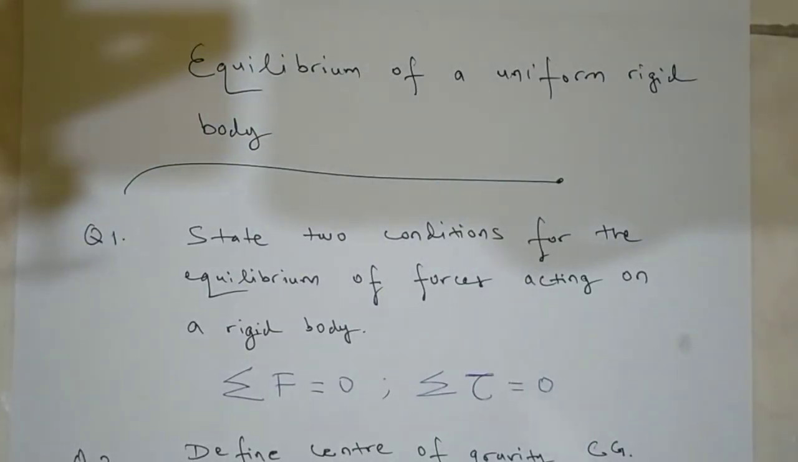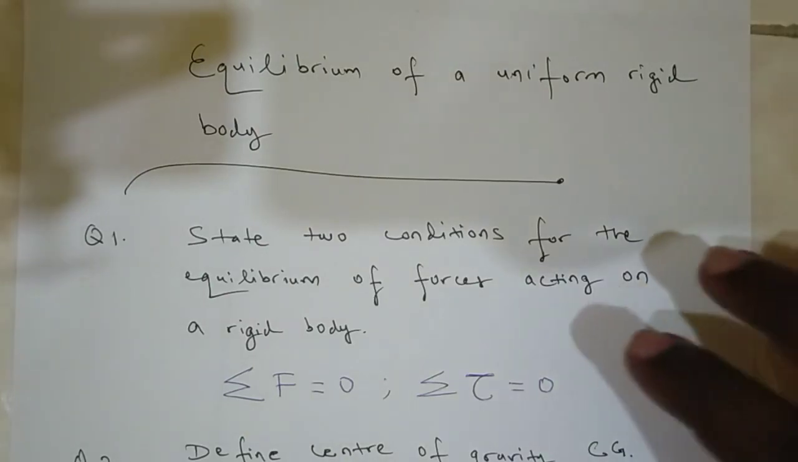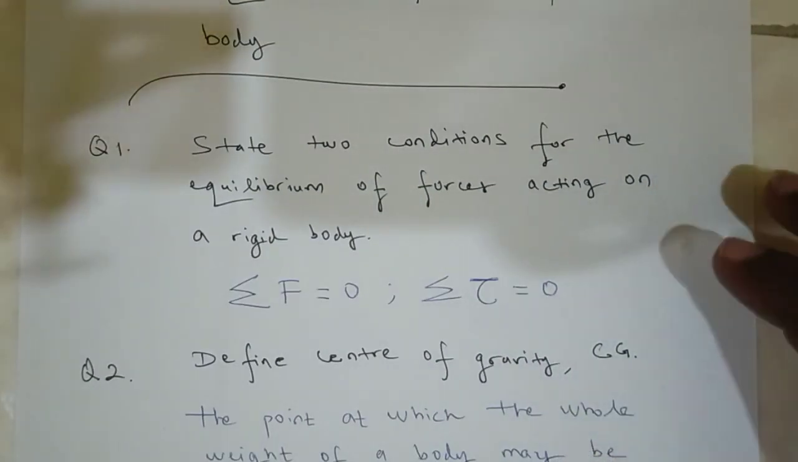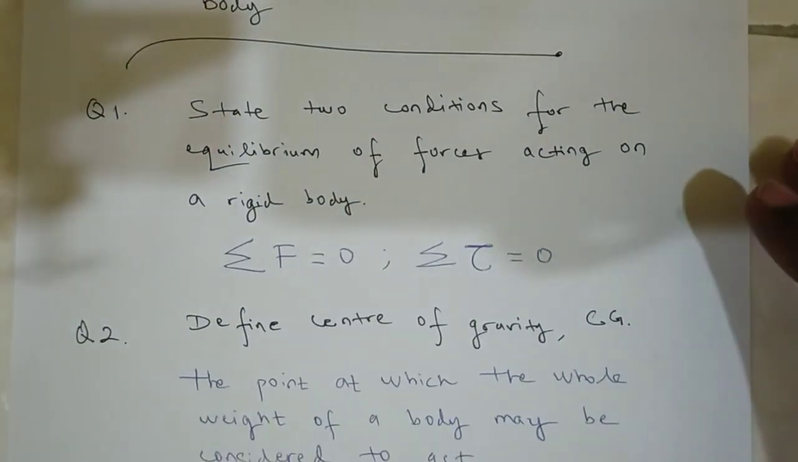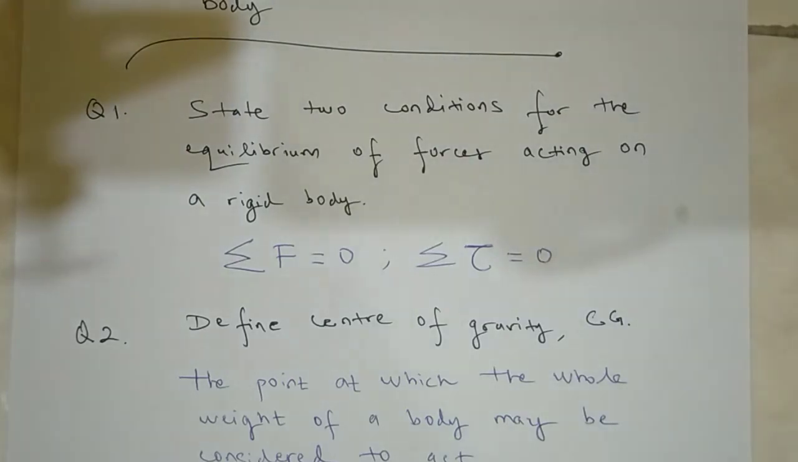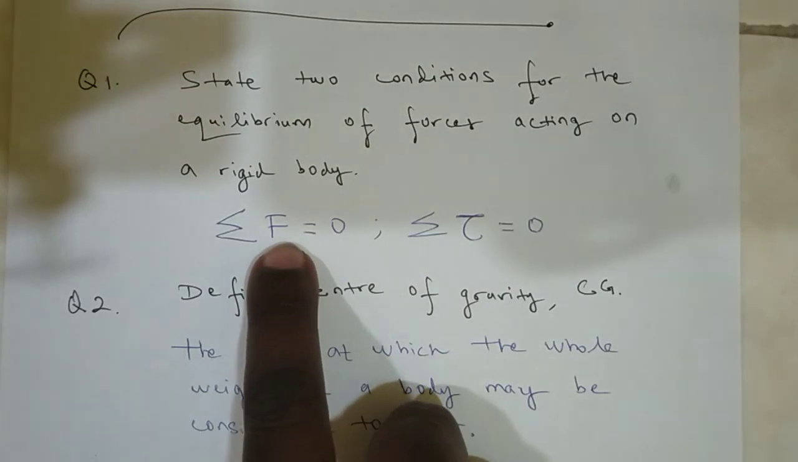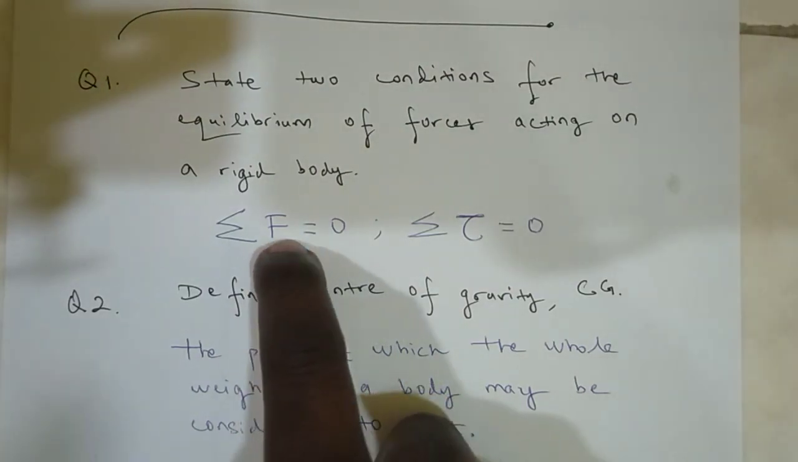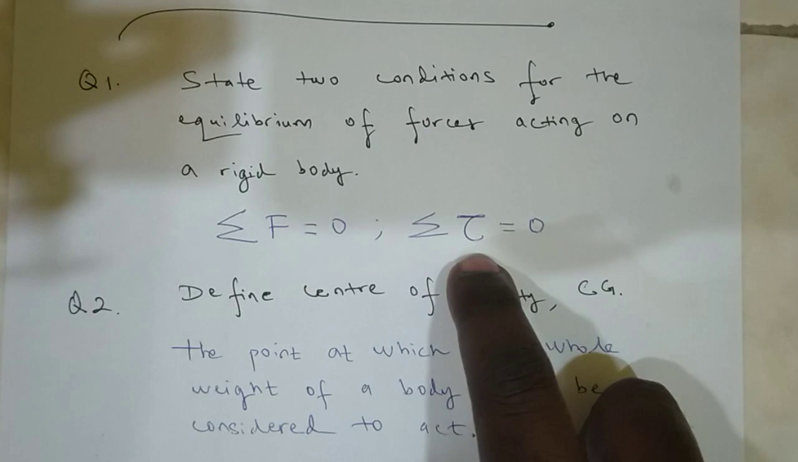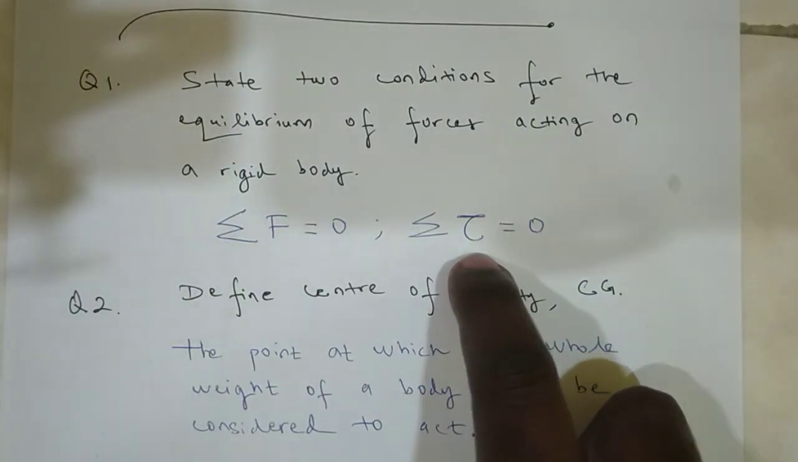Hi all, today I'm going to introduce to you equilibrium of a uniform rigid body. Let us start with a few questions. State two conditions for the equilibrium of forces acting on a rigid body. Condition 1, total force equals 0. Condition 2, total torque equals 0.